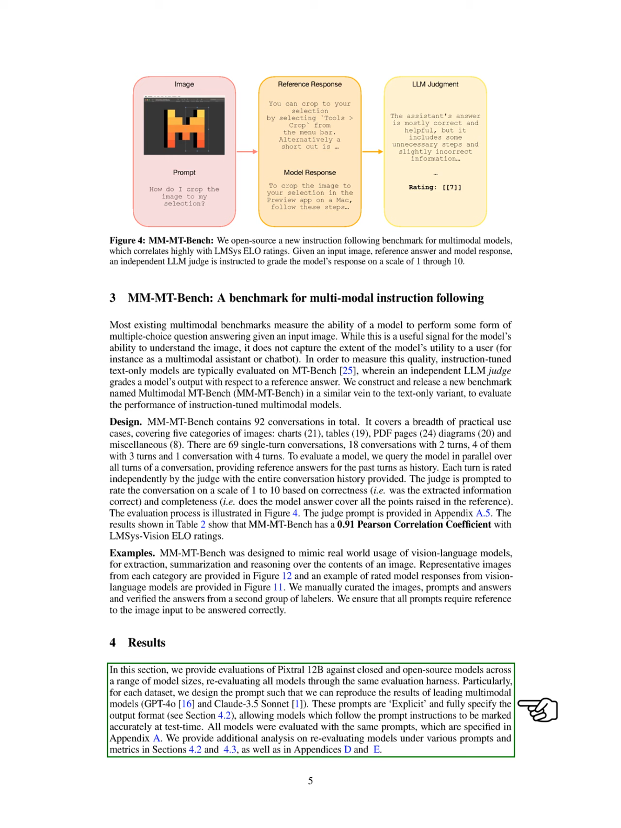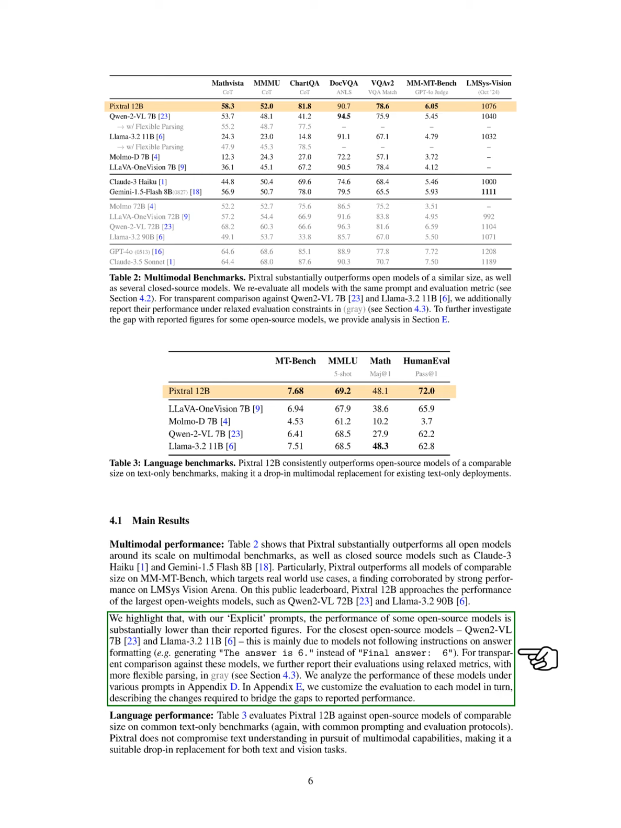We observe that some open-source models perform much worse than their reported results when using our explicit prompts. For instance, the closest models, Qwen 2 VL 7B and Llama 3.2 11B, struggle with formatting instructions, leading to incorrect outputs. To provide a fair comparison, we also report their performance using more lenient metrics, which we detail in the appendix.